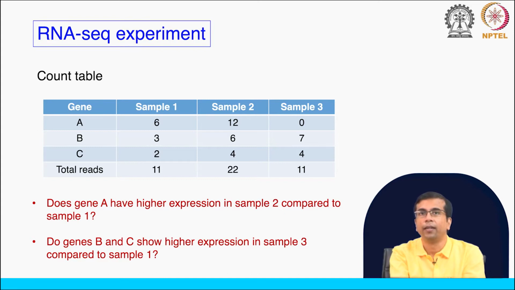You see again the number of reads mapping to gene B in sample 3 is 7, whereas this is 3 in sample 1, and similarly for gene C we have 4 reads mapping in sample 3, and we have 2 reads in sample 1. So, the question is, can you say B and C are showing higher expression in sample 3? Is that so? Again the answers are not so simple, because there are a lot of other factors that we need to take into account, and this is something that we will talk about in this class.